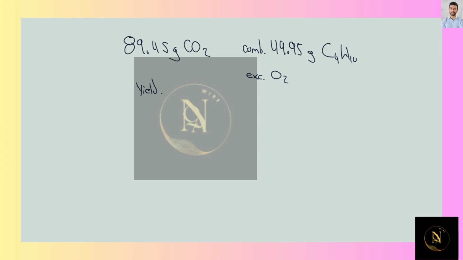So first of all, we want to calculate the amount of moles of CO2. This is going to be equal to the mass of CO2 divided by the molecular weight of CO2. This is equal to 89.45 grams divided by 44 grams per mole, yielding 2.033 moles.